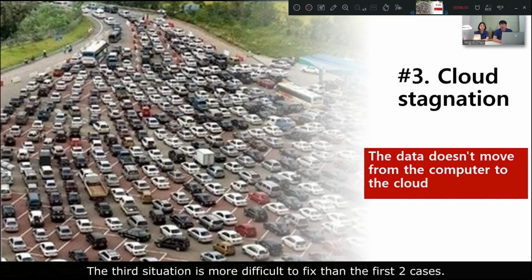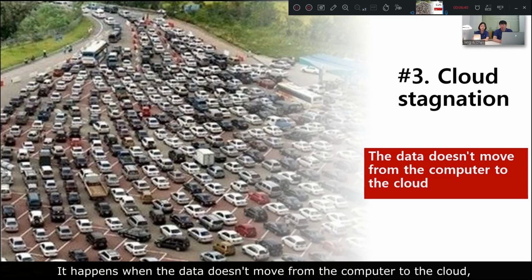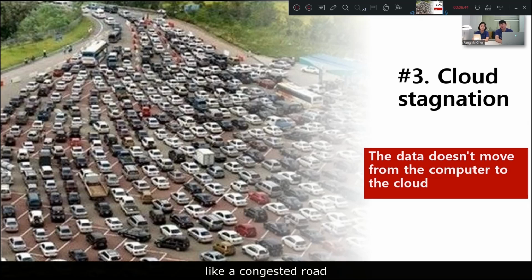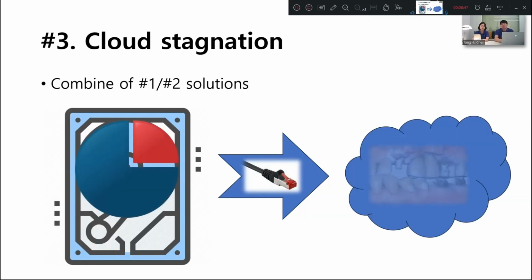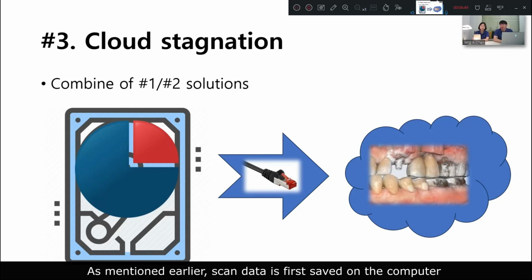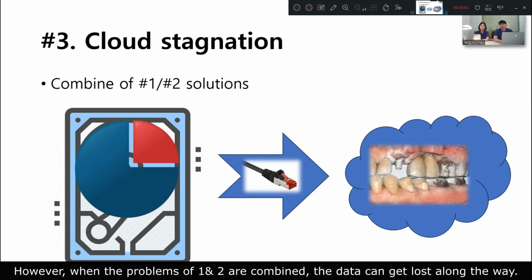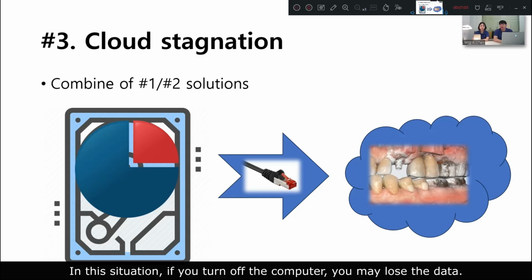The third situation is more difficult to fix than the first two cases. It happens when the data doesn't move from the computer to the cloud, like congested load. Lastly, as mentioned earlier, scan data is first saved on the computer and then transferred to the cloud. However, when problem number 1 and 2 are combined, data can get lost along the way. In this situation, if you turn off the computer, you may lose your data.